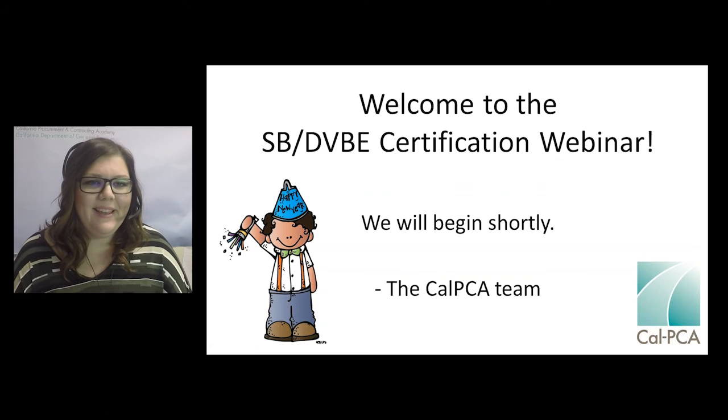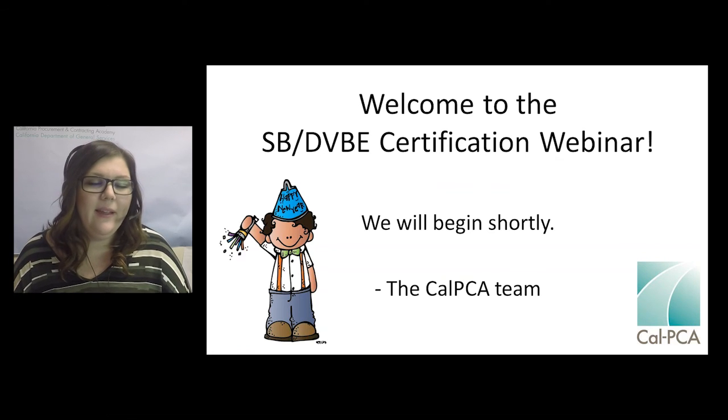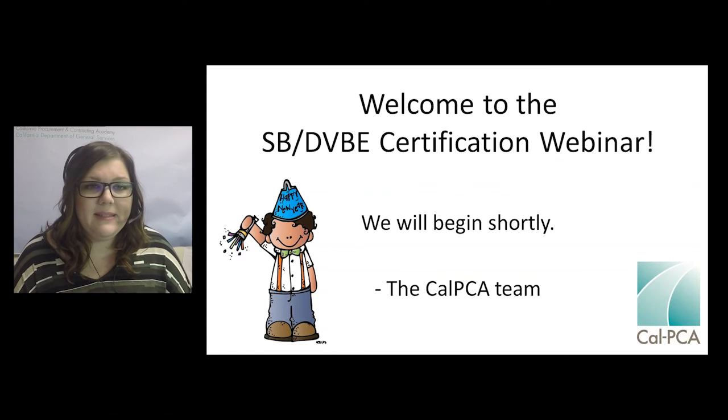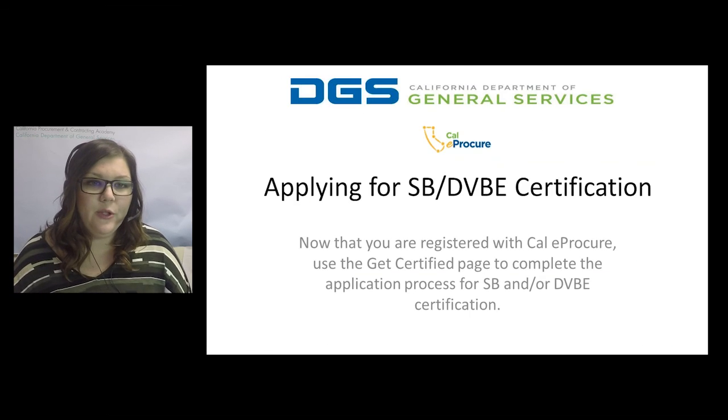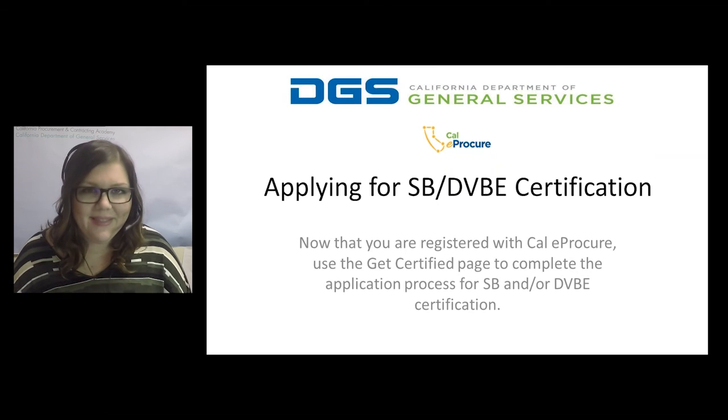All right, good morning and thank you for the warm introduction. As was just said, I'm going to be walking you through the process of certifying as a small business or disabled veteran business enterprise. I'm going to do my best to keep it simple and clear, and we will get through it together. So by now you should be registered with Cal eProcure. If you're not, you can't go ahead and get certified until you've done that registration. We do have another webinar that covers the registration process, which I highly recommend. But for the purposes of today, let's assume that you're registered and we can go ahead and get started with the certification process.